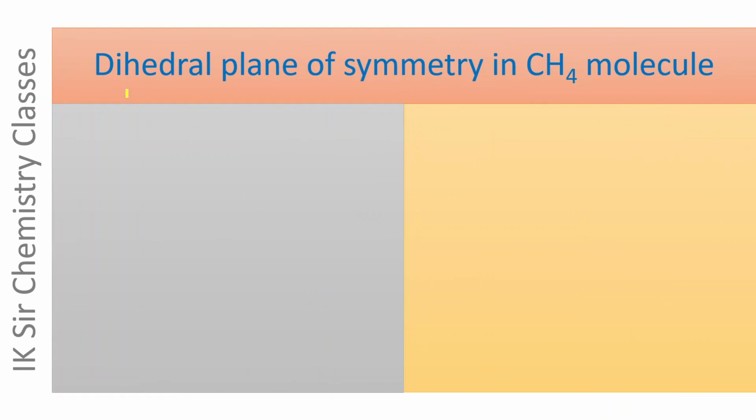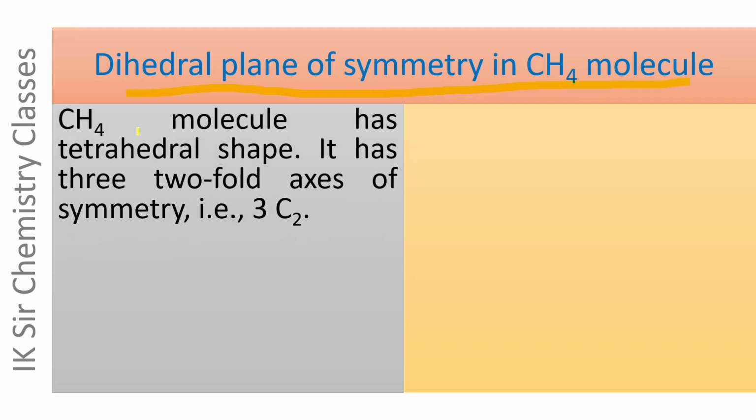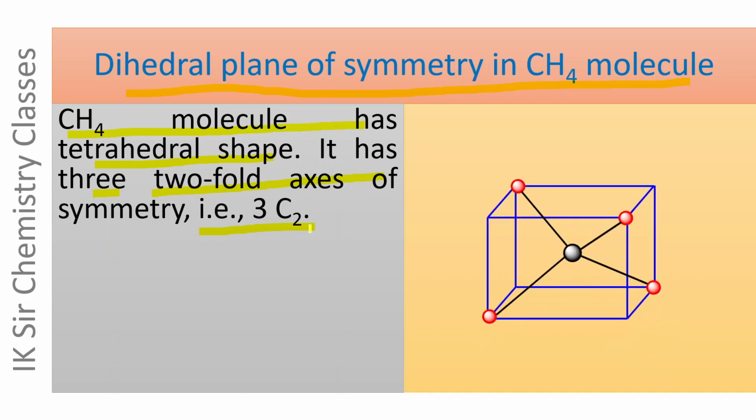The dihedral plane of symmetry in CH4 molecule has been represented here. CH4 molecule has tetrahedral shape. It has three two-fold axis of symmetry, that is 3C2. It is CH4 molecule. Carbon atom is present at the body center of a cube, while hydrogen atoms are present at alternate corners of the cube.